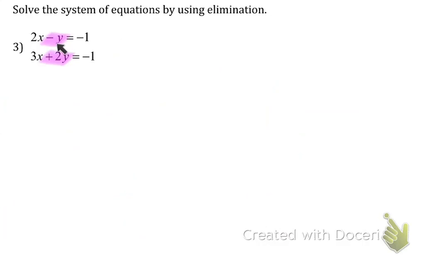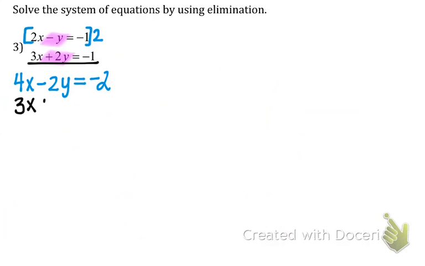The only thing that my top equation needs is a coefficient of positive 2. So I'm going to multiply the entire equation by positive 2. So when I rewrite my equation, multiplying every coefficient by 2, I am left with 4x minus 2y is equal to negative 2. I'll stack my second equation right below it just as it was. 3x plus 2y is equal to negative 1.